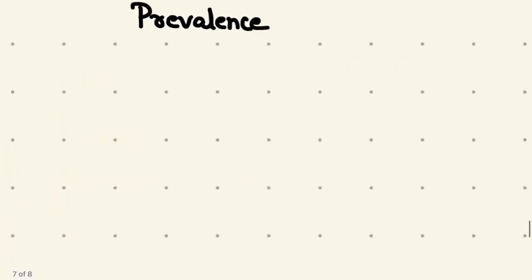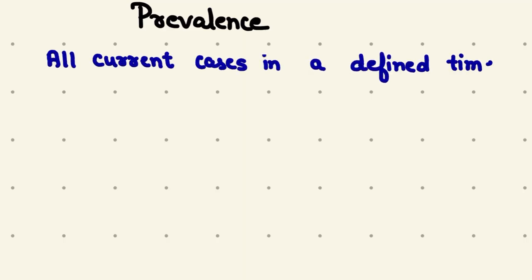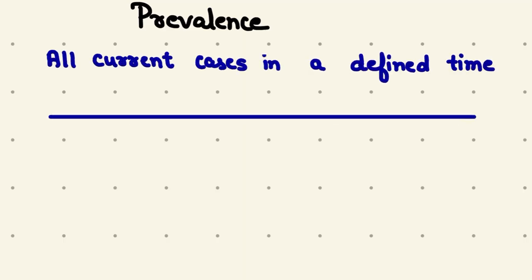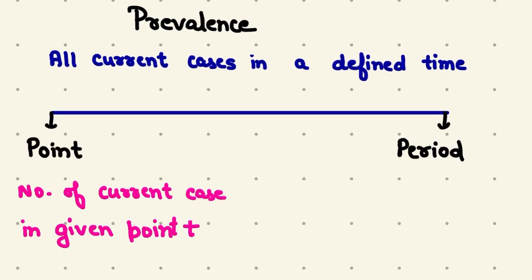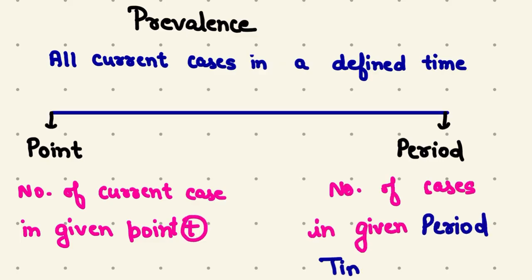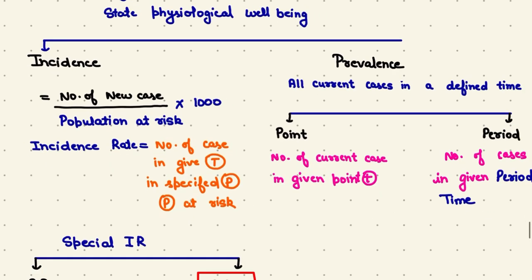Let's discuss prevalence. Prevalence is all the current cases in a defined time. It can be of two types, point prevalence and period prevalence. Point prevalence is the number of current cases at a given point of time. Period prevalence is the number of cases in a given period of time. Now what is the relationship between incidence and prevalence? Prevalence is equal to incidence into duration of time.